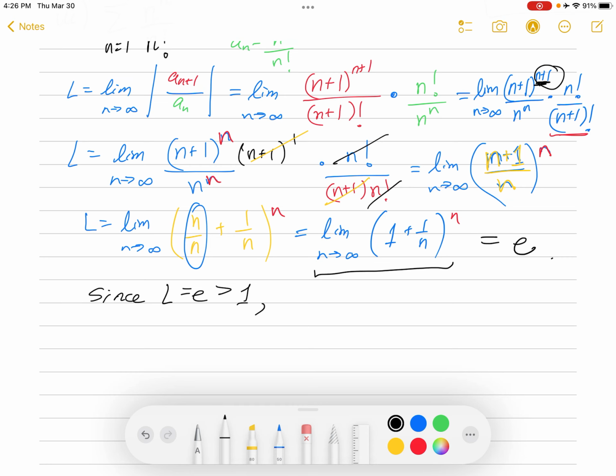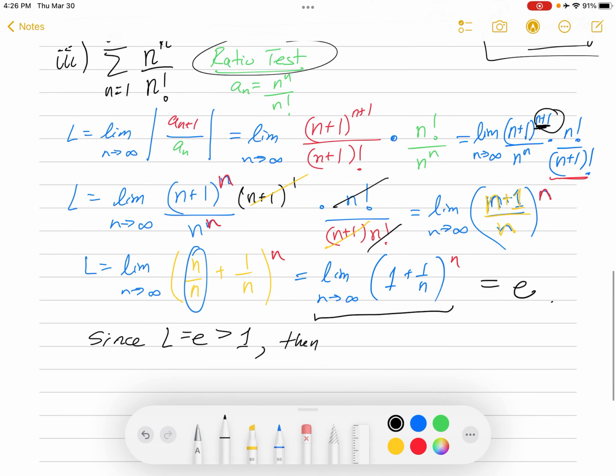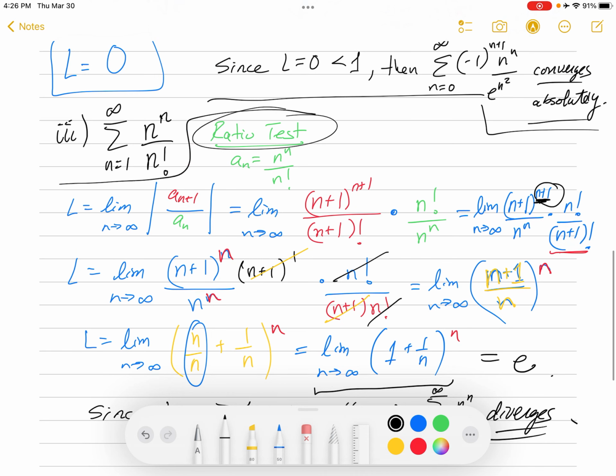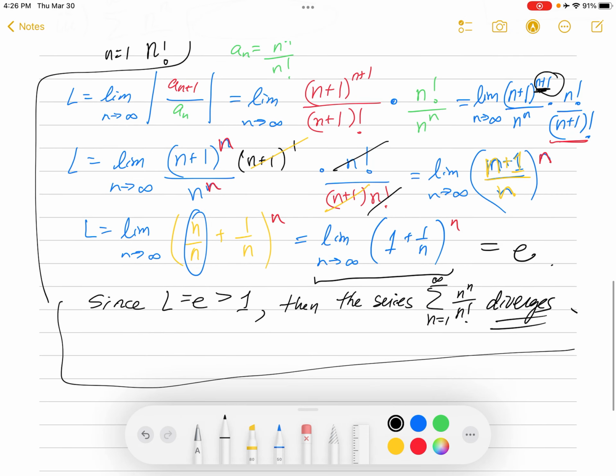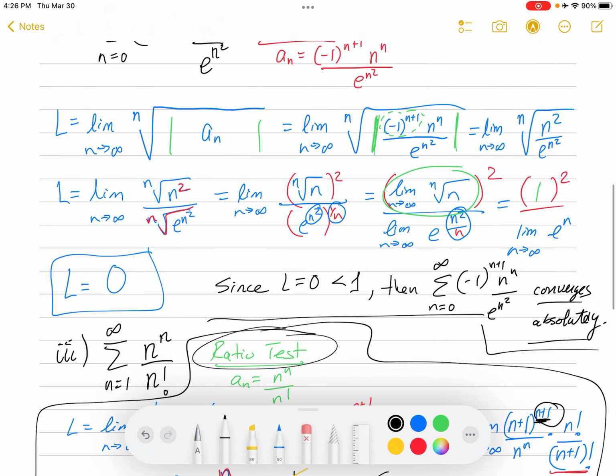So since our limit, which is e, is bigger than 1, then by the ratio test, the series sum from 1 to infinity of n to the n over n factorial diverges. So here we're using the ratio test.